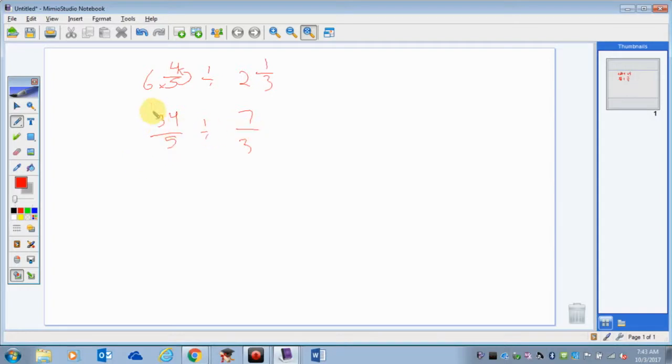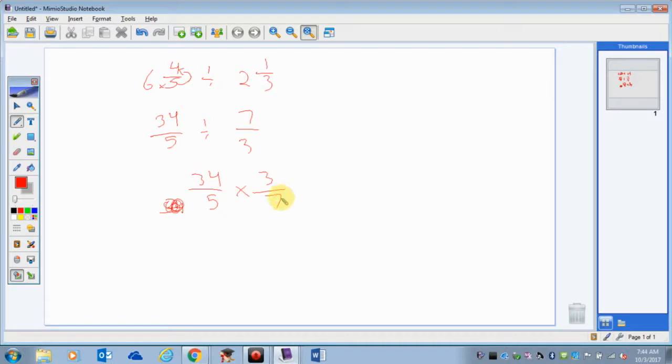Alright, so I look, can I cross reduce? Looking at this, I cannot. So I've got a little bit higher math to do. 34 divided by 7, or 34 times 7. Oh, I made a mistake. I forgot to flip. So I've got 34 divided by 7/3. So now I have to do 34 over 5 times 3 over 7.